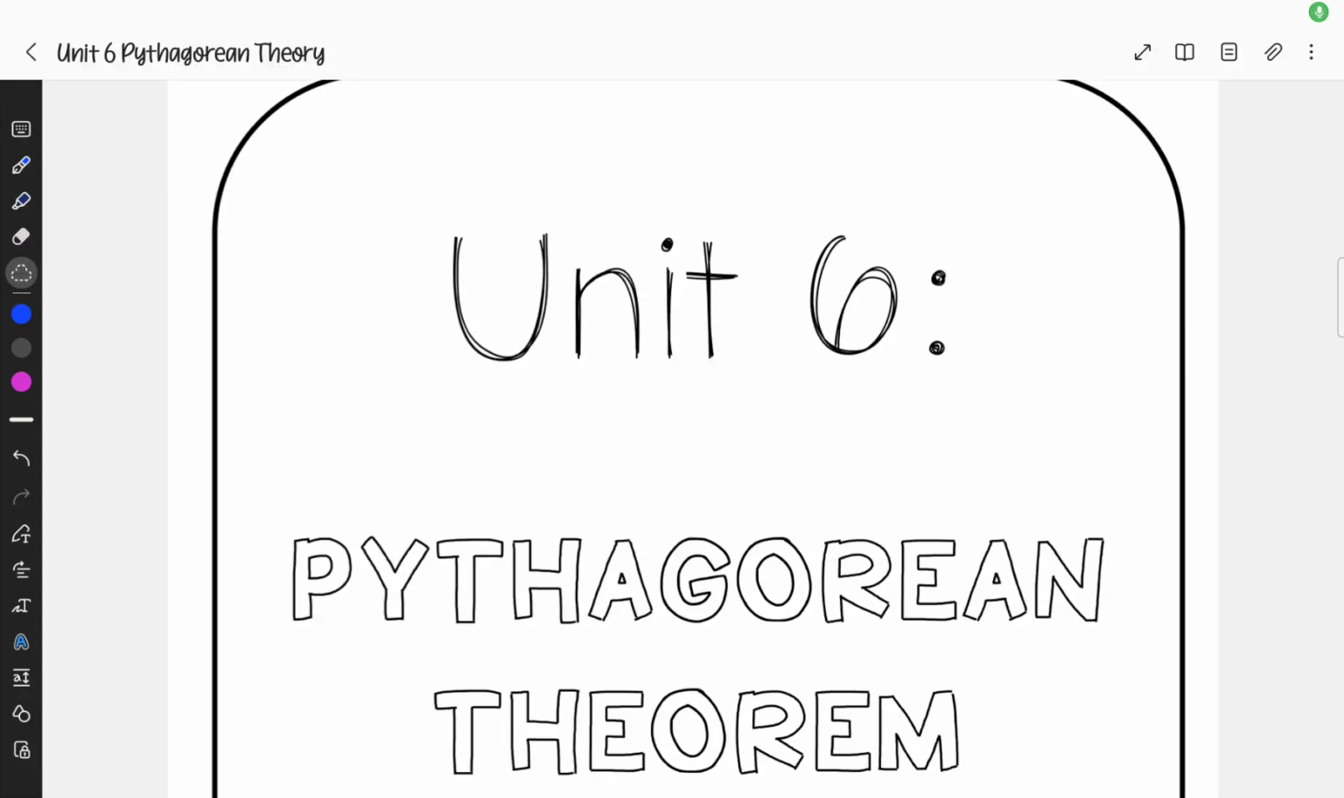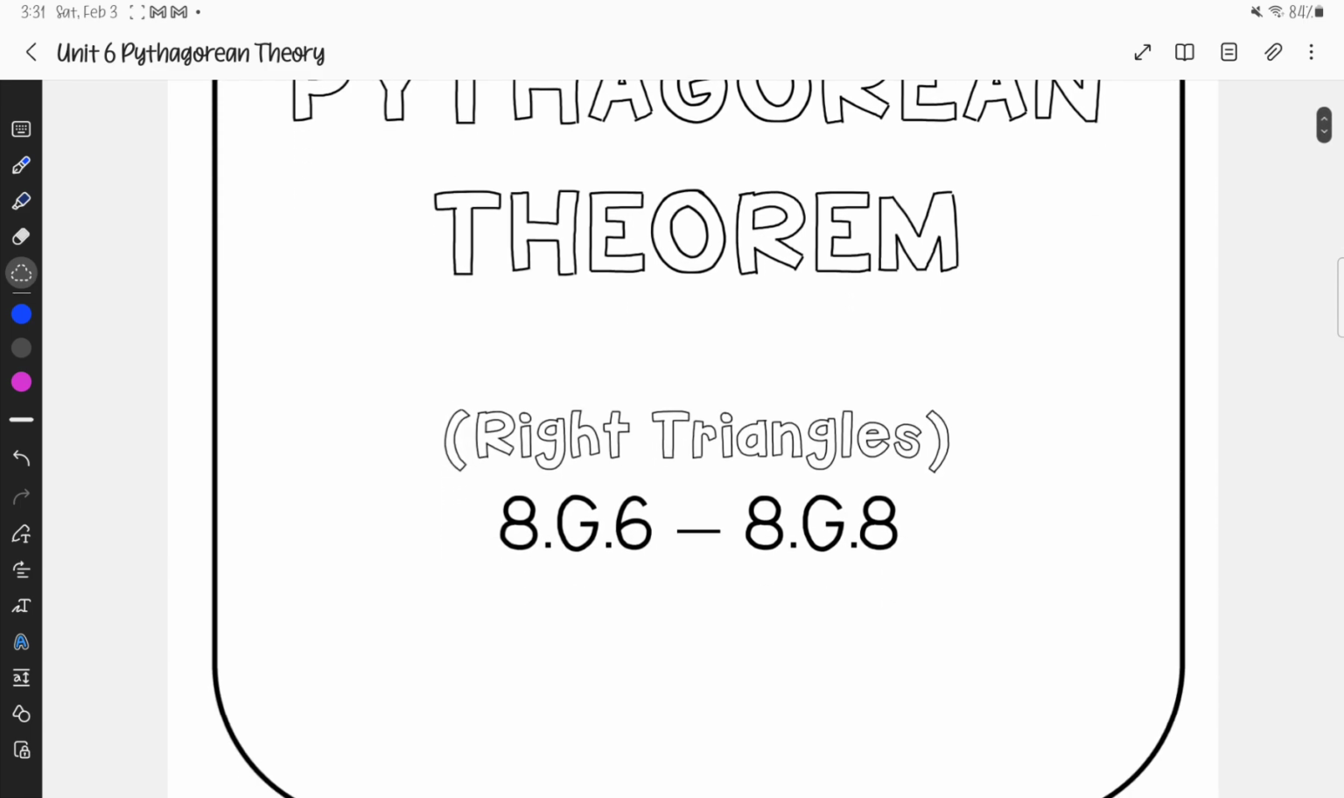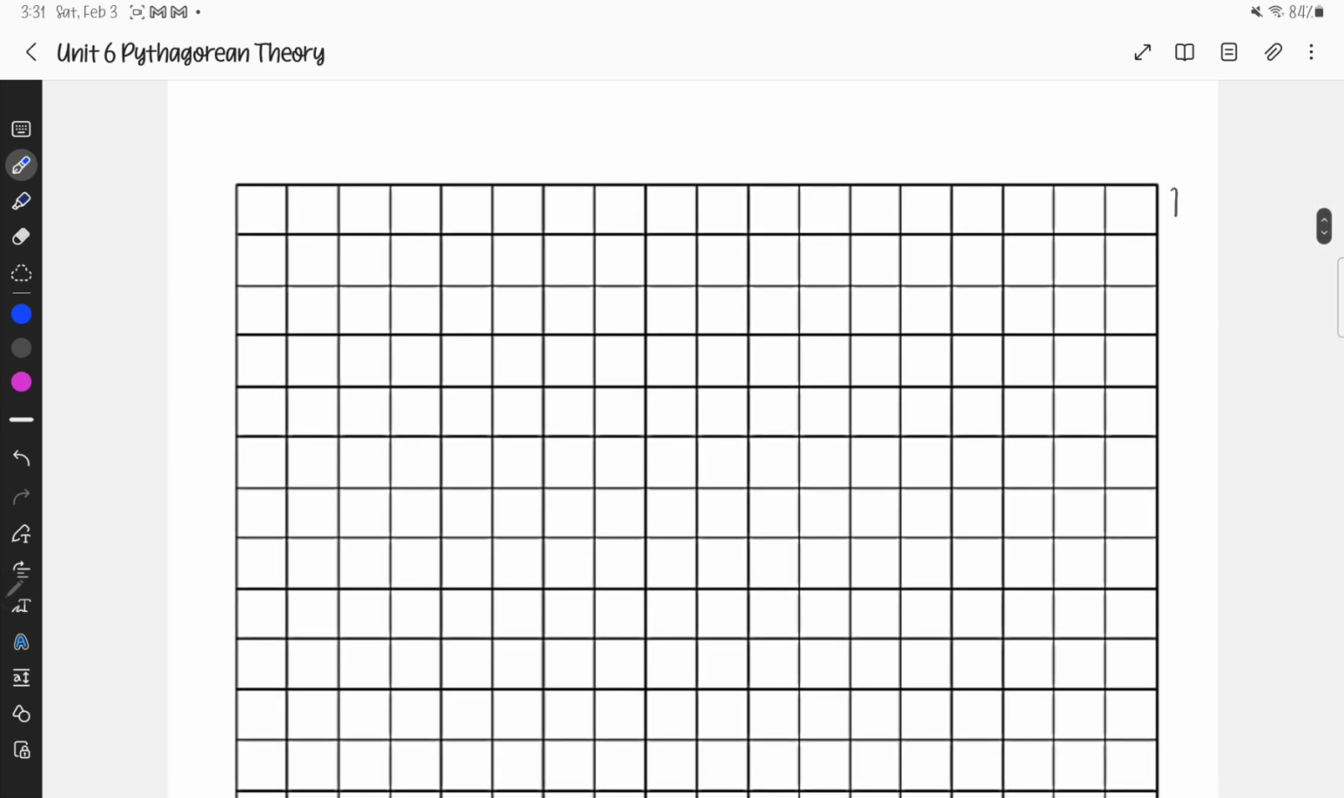Have read you What's Your Angle, Pythagoras, to introduce you to the Pythagorean Theorem. So this unit is all about the Pythagorean Theorem, which can only be used on right triangles. So you can only use what we're going to be learning about on right triangles. So this stands for 8th grade geometry, and we're doing geometry 6 through 8. So I need you to turn to this page in your packet, and we're going to apply some of the things that Pythagoras found.